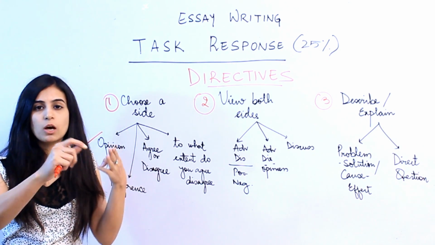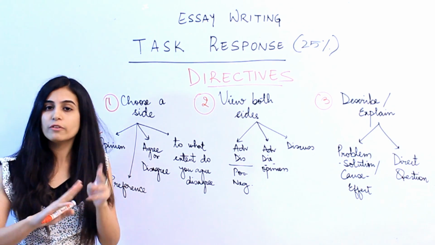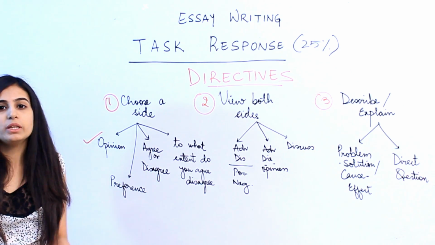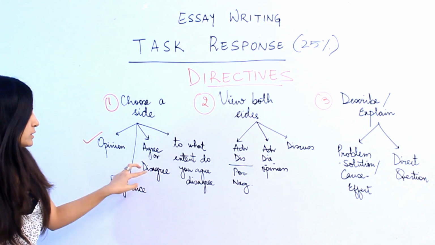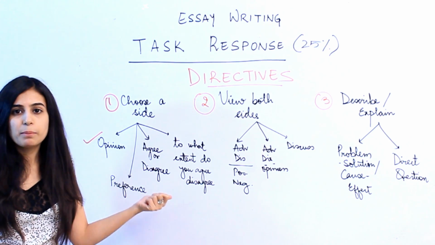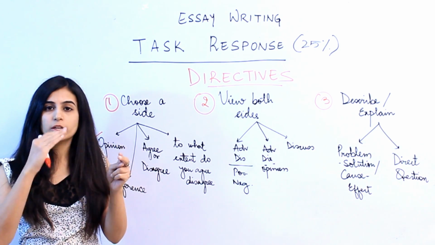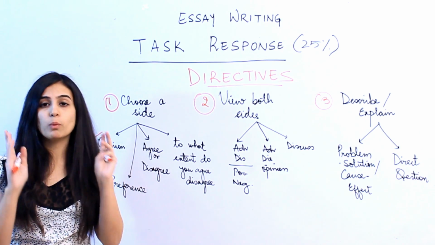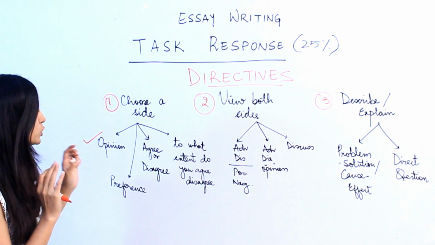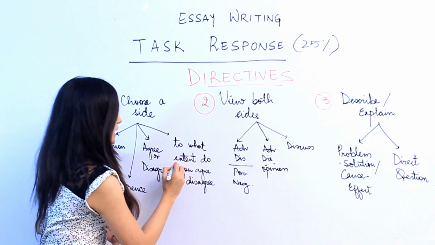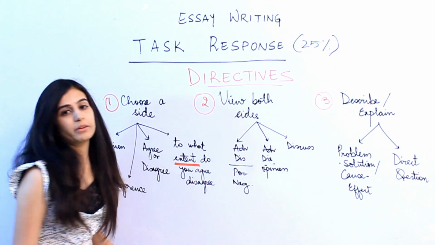मैं इसलिए agree करता हूँ क्योंकि. So you give 2 reasons and you support it with an example each. Similarly, if you choose the disagree part, you say मैं सहमत नहीं हूँ. I disagree and give 2 points to support why you disagree to that particular topic. To what extent? This is the keyword here.